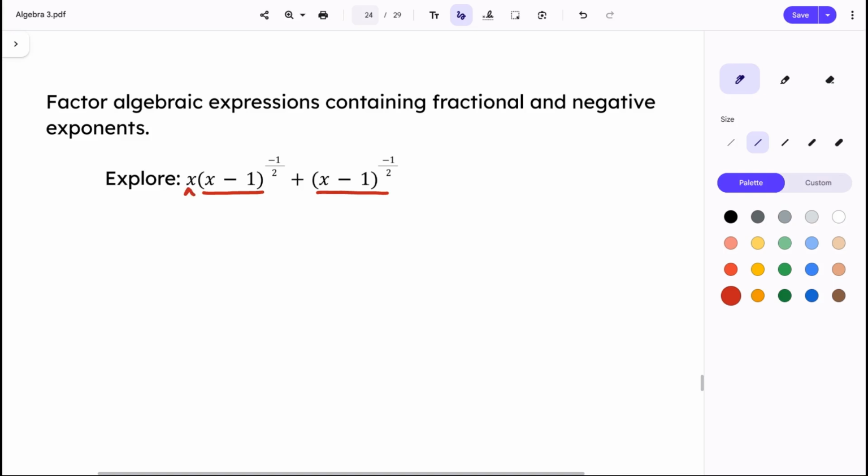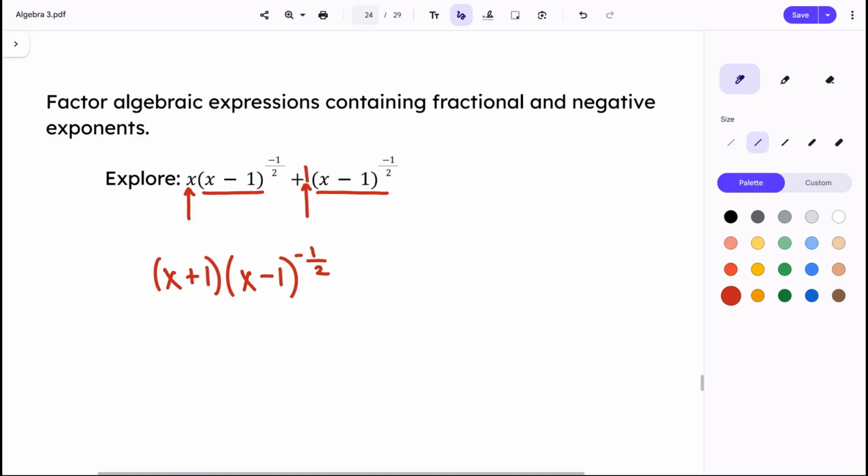I'm going to take out what's in the front, which is an x, and then what number's here? There's a 1 there, right? So make sure that you pull out x plus 1, and then they both have this x minus 1 raised to the negative 1/2 power.